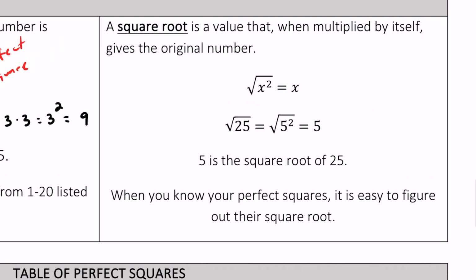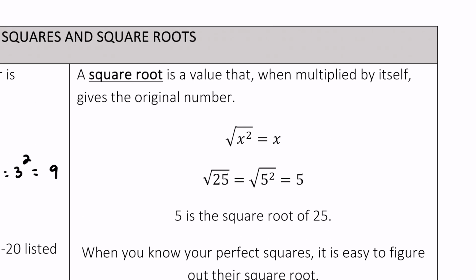Now, let's talk about a square root. A square root is a value that when multiplied by itself, it gives the original number. If I were to take the square root of a perfect square, well, here's the thing. The square root and that 2, they will go away, and you're left with what's left over, right? That's going to be x.